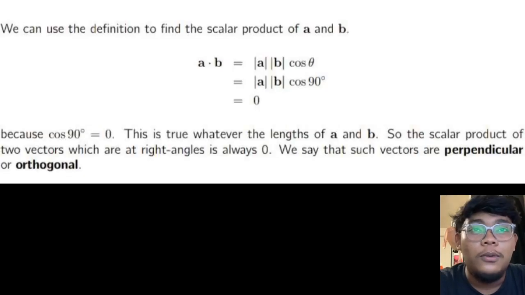A·B equals |A||B| cos theta, equals |A||B| cos 90 degrees, equals 0, because cos 90 degrees equals 0. This is true whatever the lengths of A and B. So the scalar product of two vectors which are at right angles is always 0. We say that such vectors are perpendicular or orthogonal.